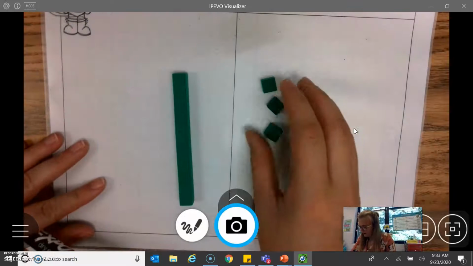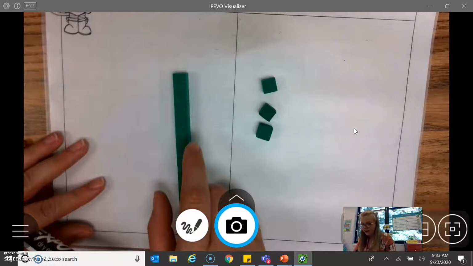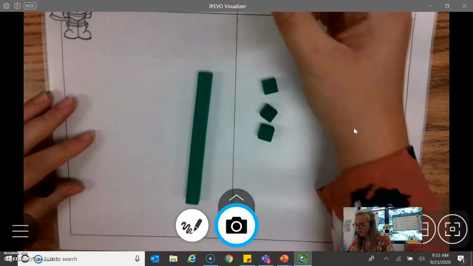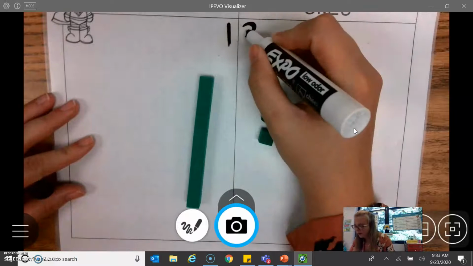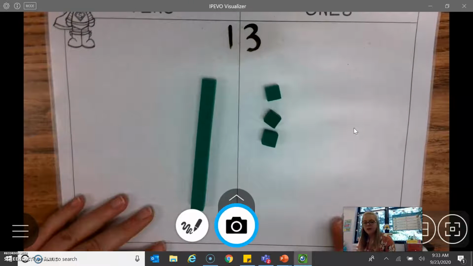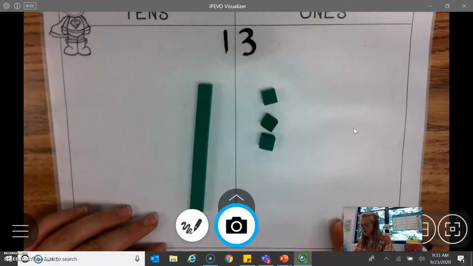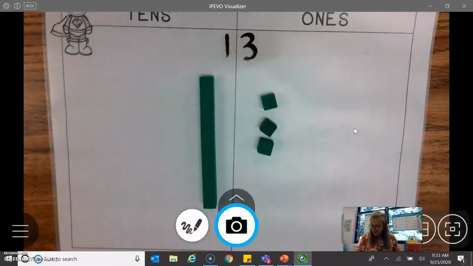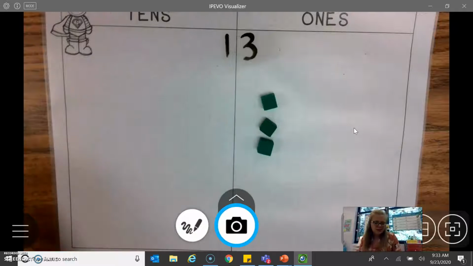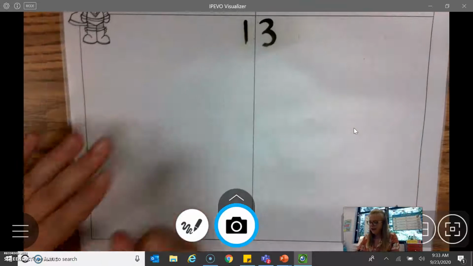Okay, what if I added, let's see what number this is. Okay, see I have one group of 10, and then I have 1, 2, 3 ones. That's the number 13. That's right, because I have one group of 10 and 3 ones. Alright, we're going to practice more with this throughout the week, so if it's still a little confusing, that's okay.